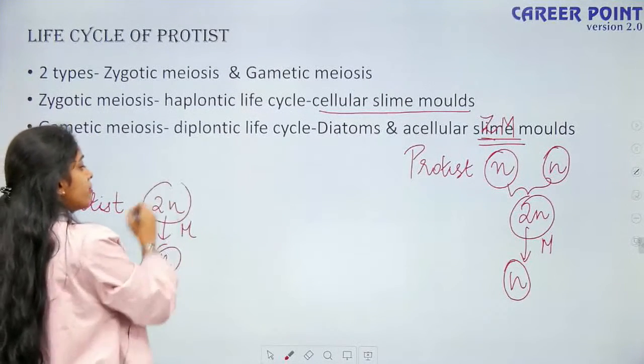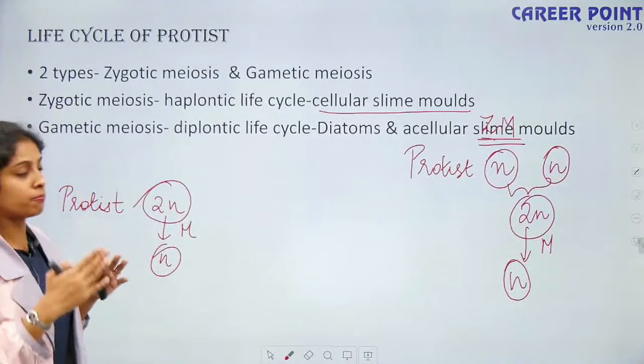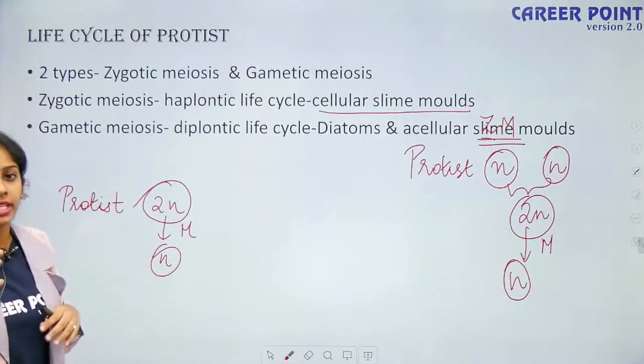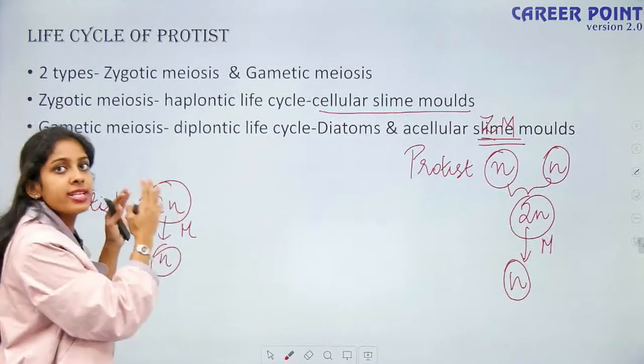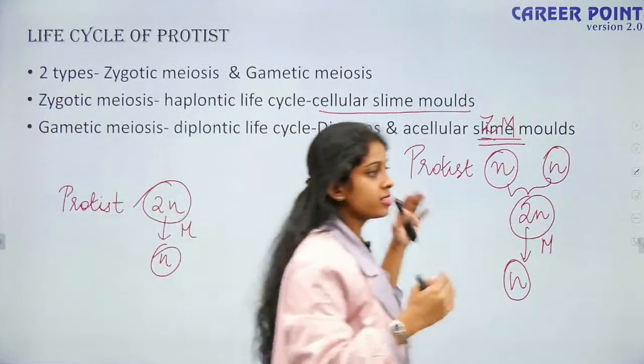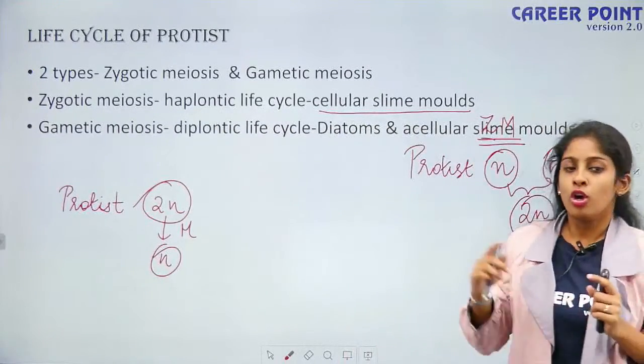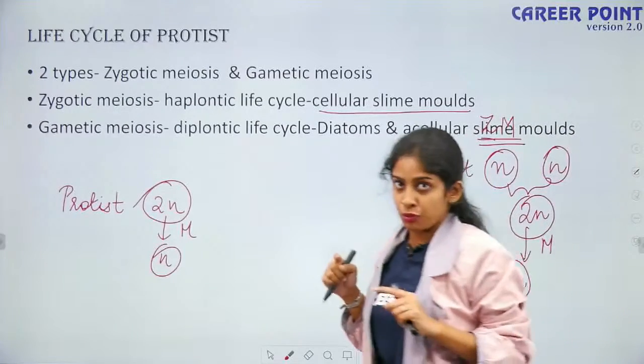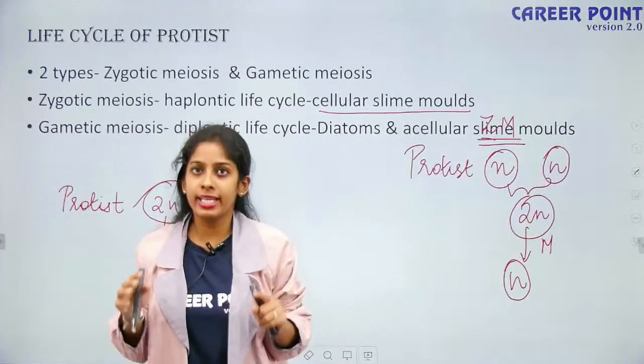Here the main body itself is diploid. So it is called a diplontic life cycle, where the predominant phase is the diploid phase, right? Here your examples are diatoms and acellular slime molds. Slime molds are also members of the protists, right? They are basically decomposers.